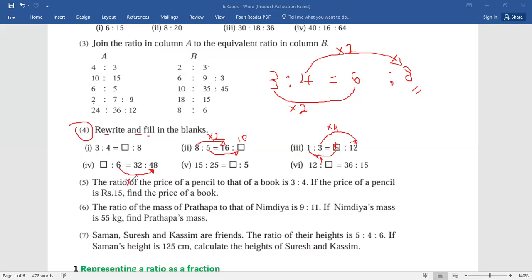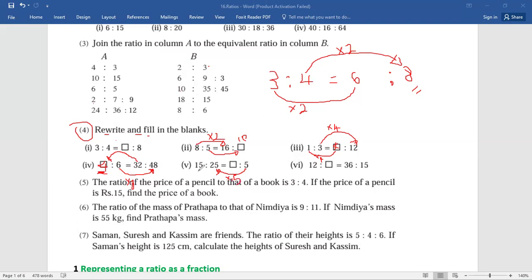6 times 8. Nice. 6 times 8. Then if you want to fill this space, you need to divide your 32 by 8, right? So then you can obtain the value for here. It should be 4. 8 times 4, 32, right? The other way around. So here you have 5. 5 has been converted into 25. How do you convert? 5 times 5. So this has been multiplied by 5.